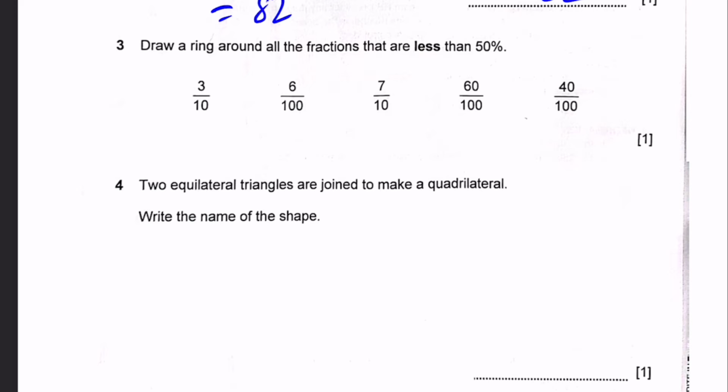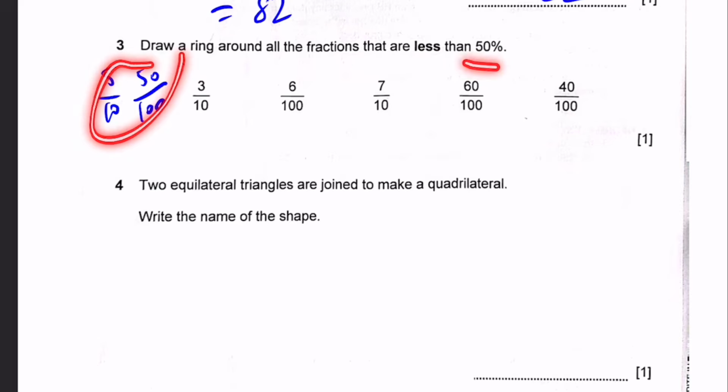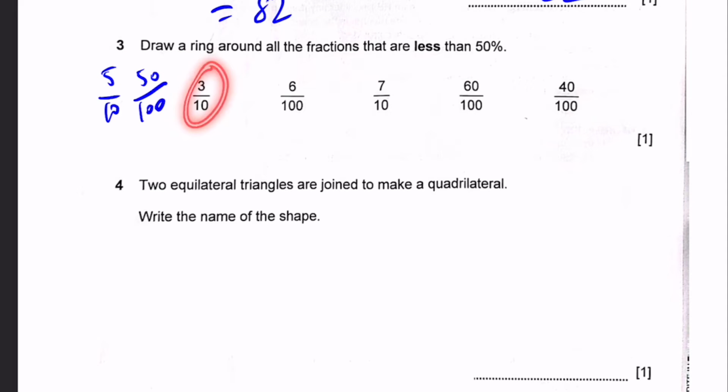Draw a ring around all the fractions that are less than 50%. That means they are less than 5 by 10 or 50 by 100, right? They are all the same value. So 3 by 10 is less than 5 by 10, so that's correct. Next, 6 by 100, also correct, is less than 50 by 100. 7 by 10, nope, because it is greater than 5 by 10. Next, 60 by 100, nope. 40 by 100, yes. Let's go to question 4.